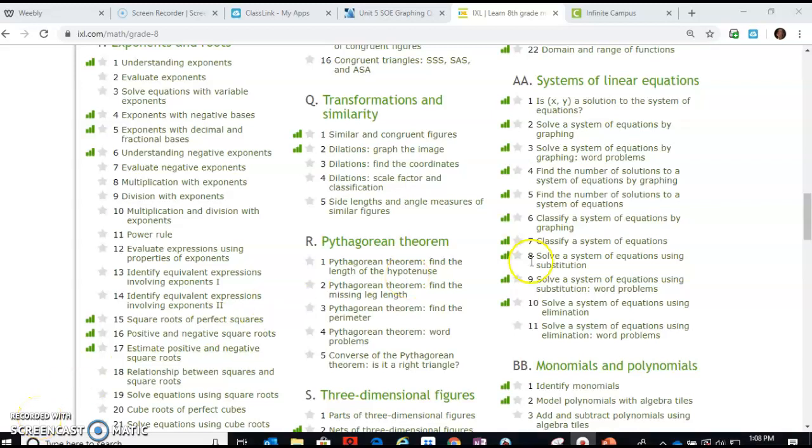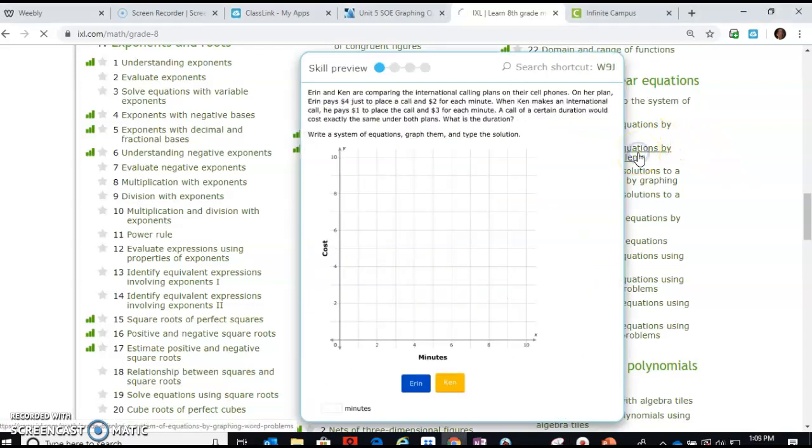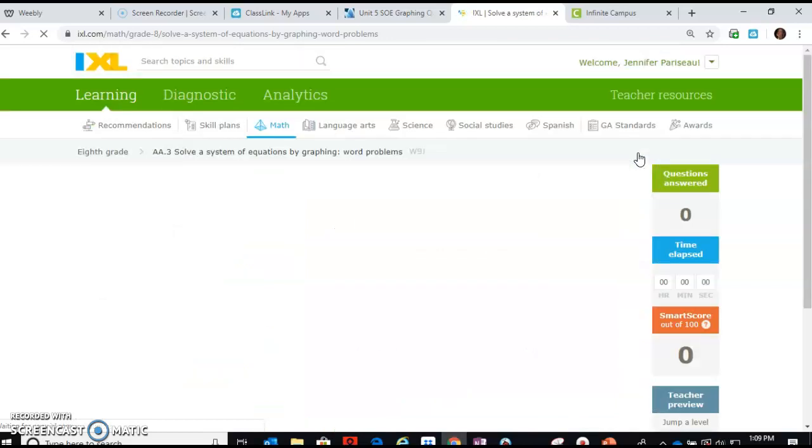Okay, guys, Miss Pariseau here. Some people were having trouble with IXL AA3, our wonderful word problems. So I thought I would go ahead and take a look at those with you and just give you a couple ideas about how to think through them.